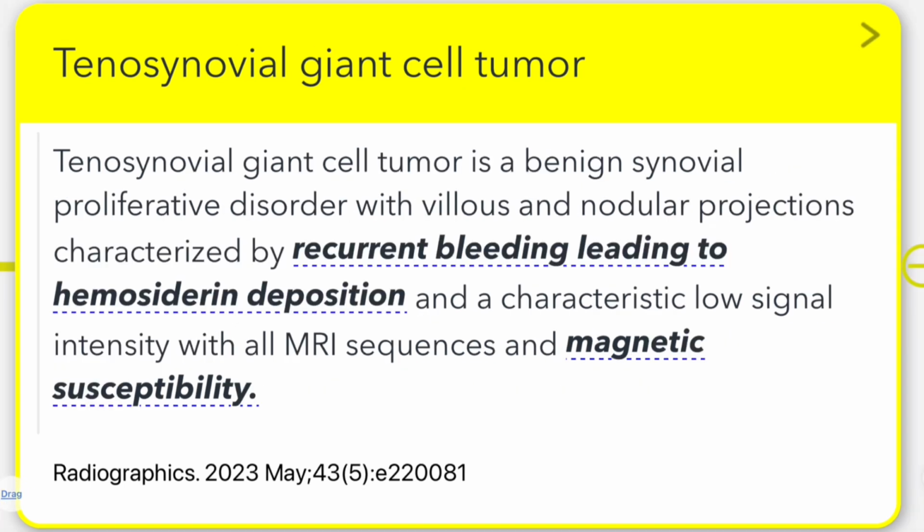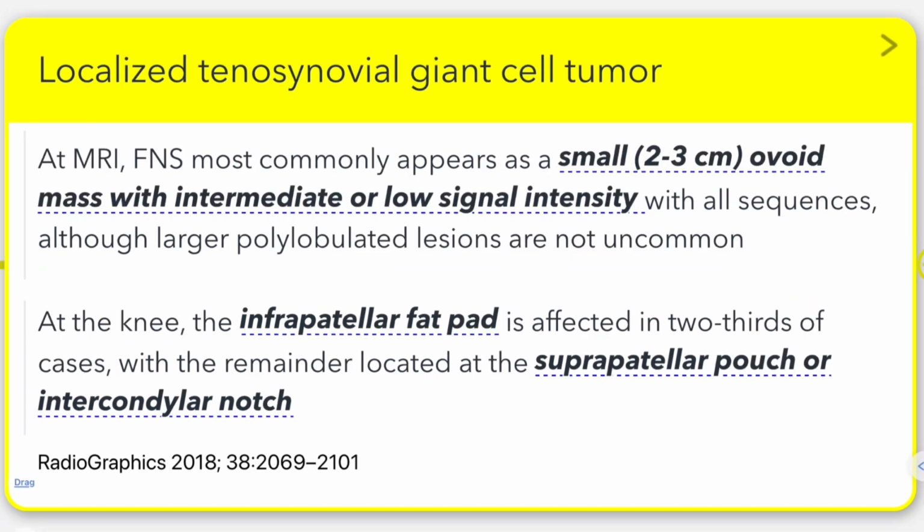Tenosynovial giant cell tumor is marked by recurrent bleeding, leading to hemosiderin deposition, resulting in a characteristic low signal intensity on all MRI sequences.